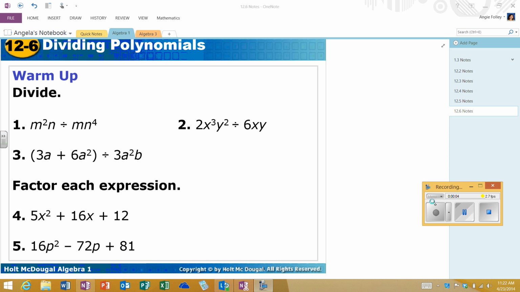All right, Algebra 1, Lesson 12.6, dividing polynomials. So let's start with our warm-up.